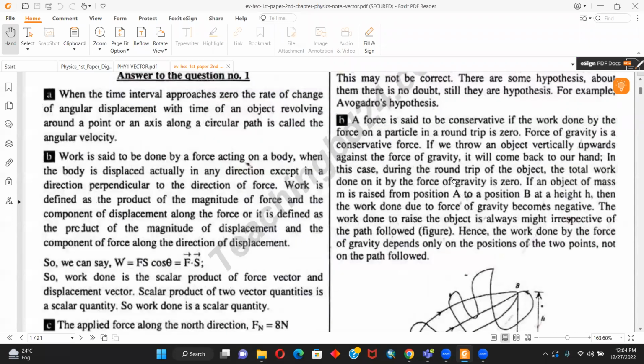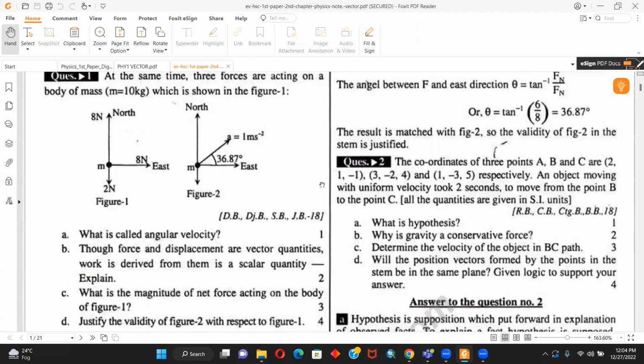Okay. So the coordinates of 3 points A, B, and C are these respectively. An object moving with uniform velocity took 2 seconds. Again, I would say mark the key points. Took 2 seconds to move from the point B to point C. All quantities are given in SI units. All right. So determine the velocity of the object in BC path. That means the object is moving from B to C point, and it is taking 2 seconds.